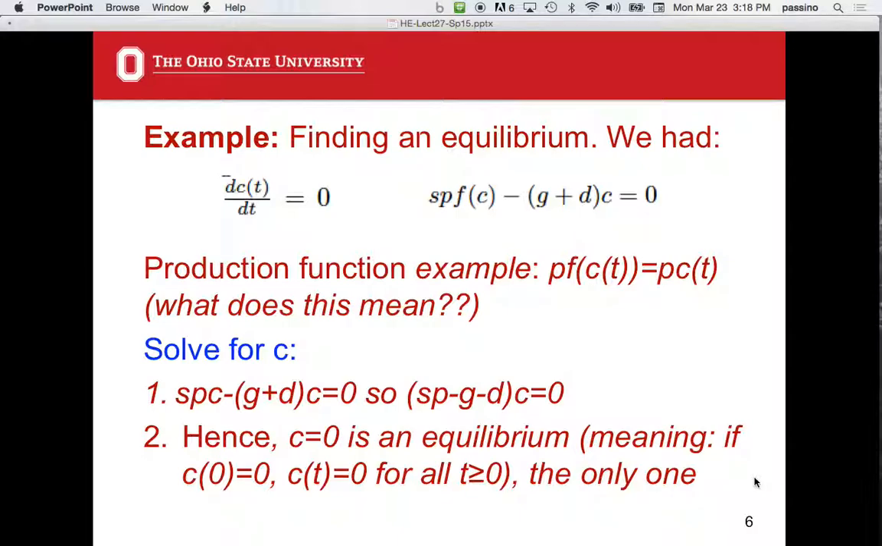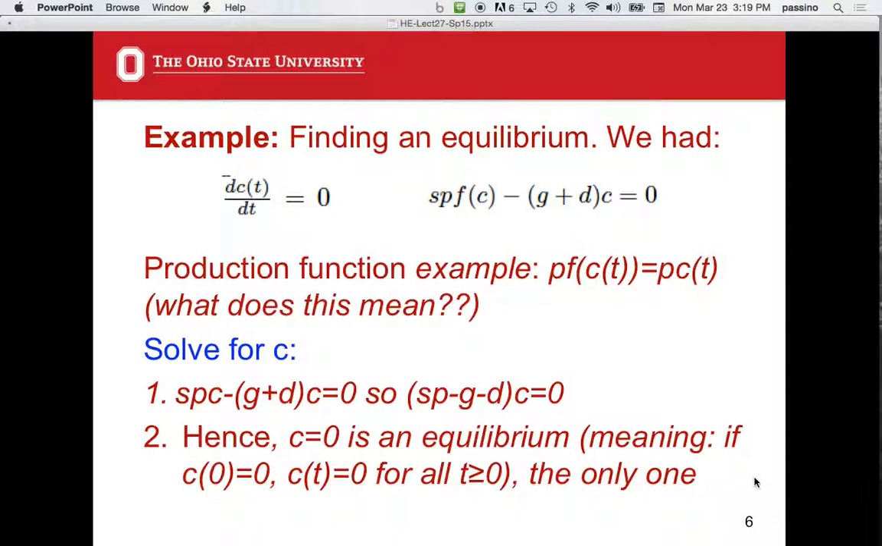S, P, G, D, they're all positive numbers, okay? It doesn't even matter what they are, because the only way to get this to go to zero is if C is zero. So C equals zero is an equilibrium. It says if C of zero is zero, C of T will stay zero for all T greater than or equal to zero. Pendulum starts at the bottom, it stays put.